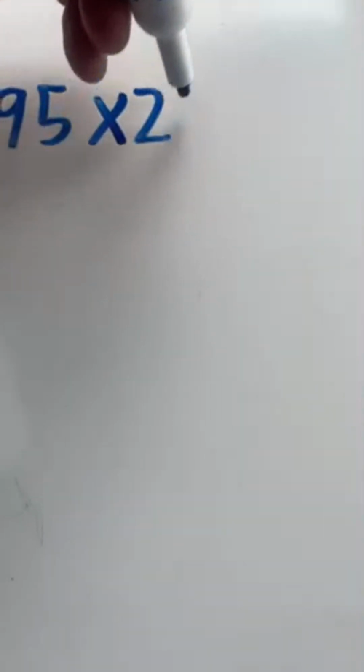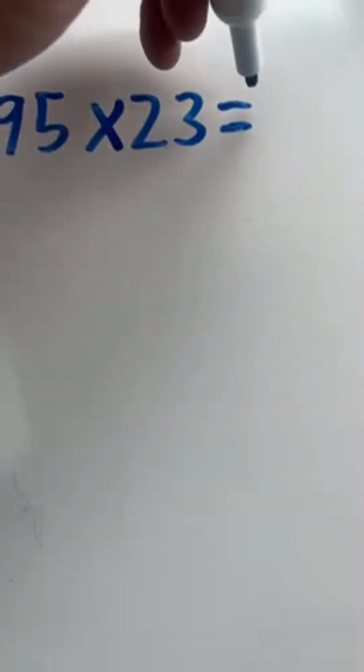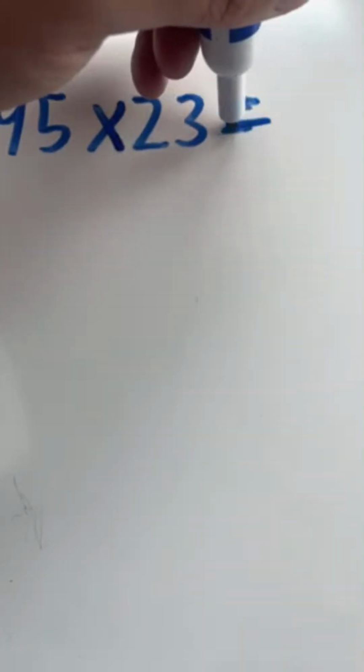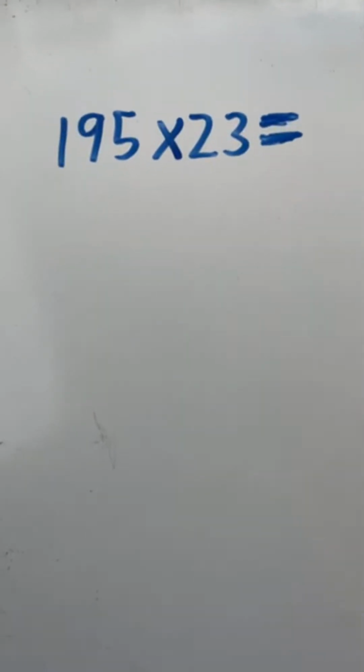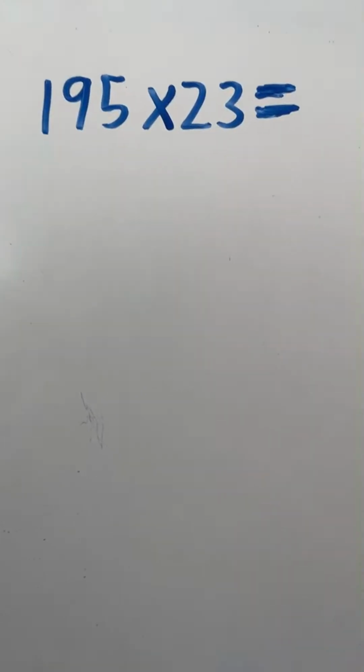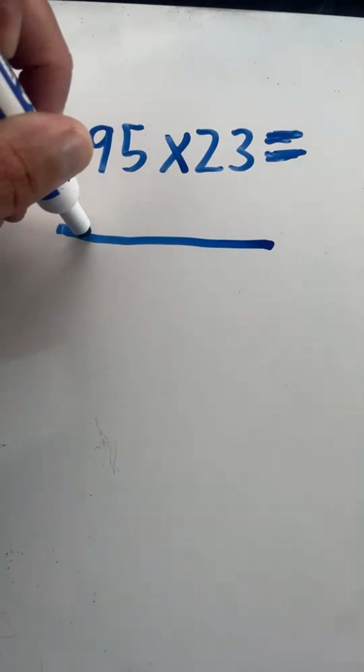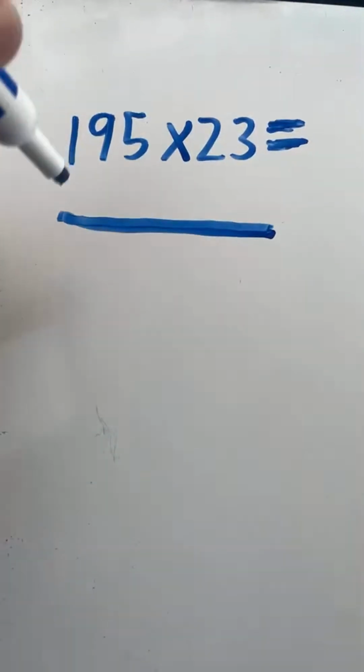The next example problem, 195 times 23. So I'm going to make my Lattice Method model to start that out. So we need 3 boxes going across and 2 boxes going down.